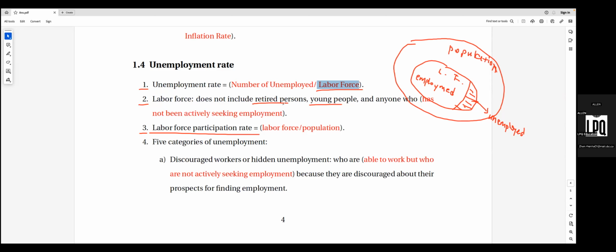Those people who have already retired are part of the population, but for sure they aren't part of the labor force. But the most important thing in the field of economics, which you need to remember, is that some people voluntarily quit their jobs. Some people don't want to find a job. They don't have a job, but they have not been actively looking for a while. They just voluntarily quit the labor force.